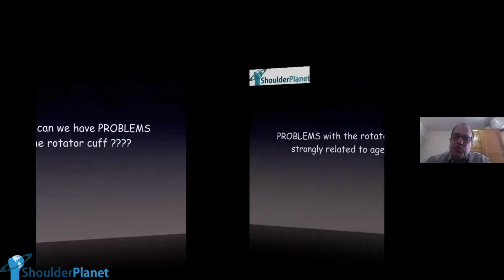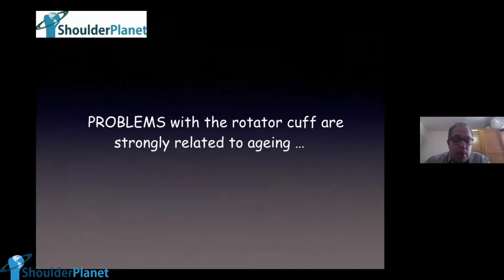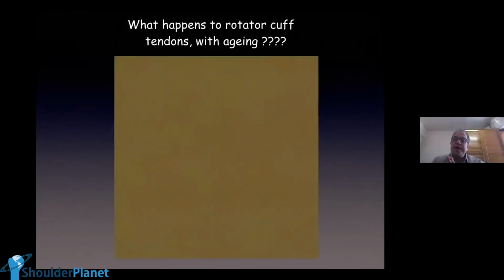So what we have to understand is that most of the problems of the cuff, we specialists, we don't say rotator cuff, we usually say cuff, okay? So all of the problems with the cuff are very strongly in relation to aging. So what happens to rotator cuff tendons as we get old, especially after 40, 45 years old?